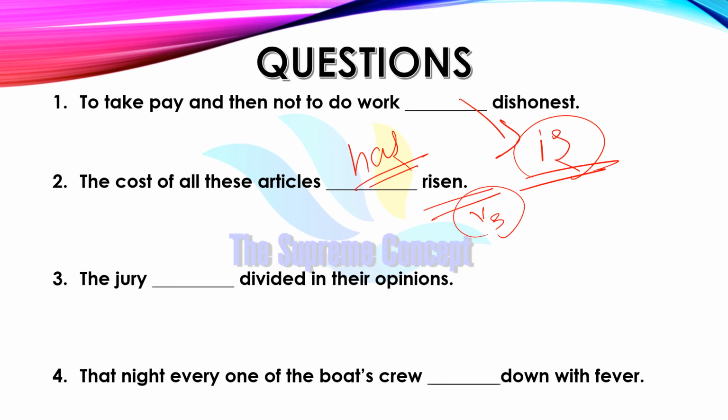We are actually considering cost here, okay, the cost of all these articles. We are not concerned about anything else, we are concerned about the cost. So here, as you can see, the cost of all these articles. I know these articles are plural, but we are considering the cost only. So for the cost we used the singular verb form. The cost has risen, not the articles, okay.